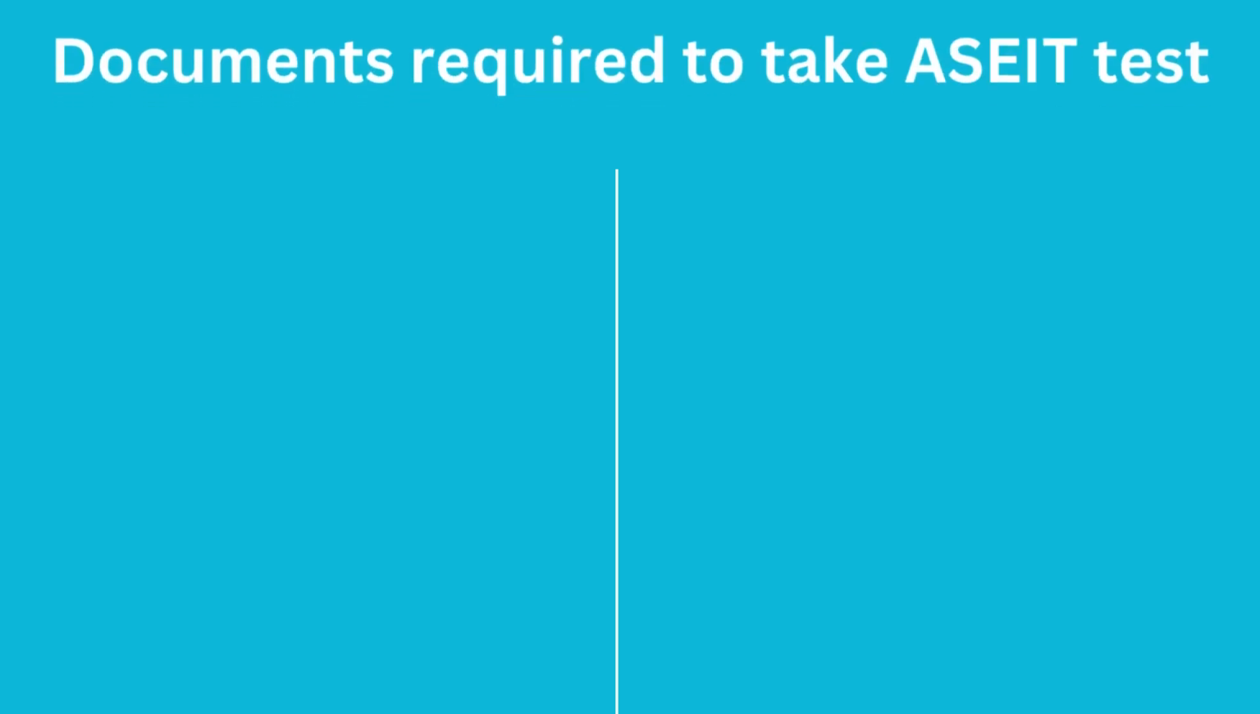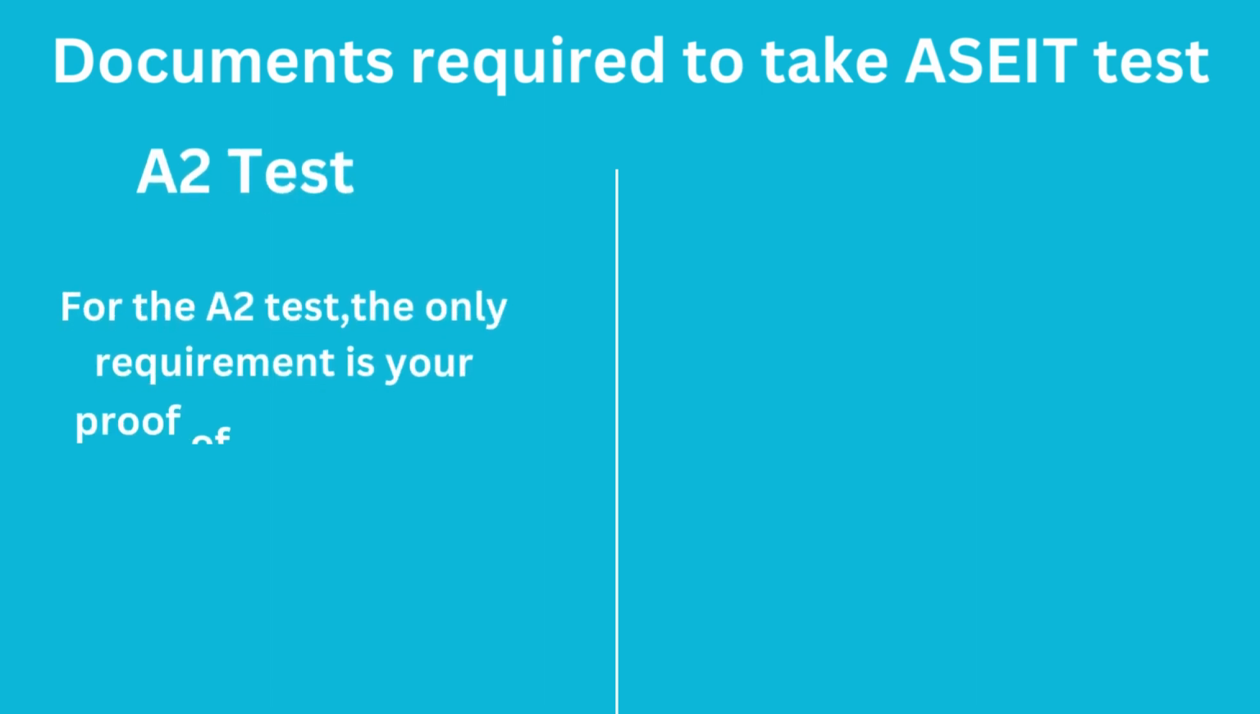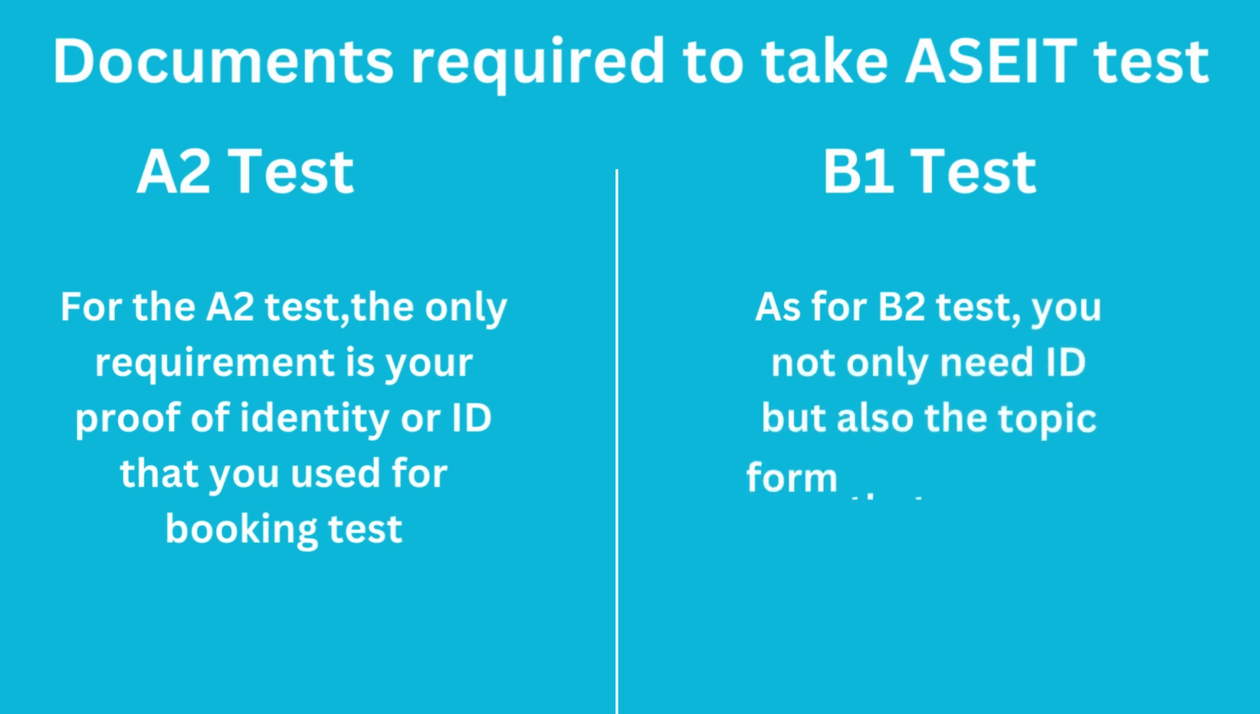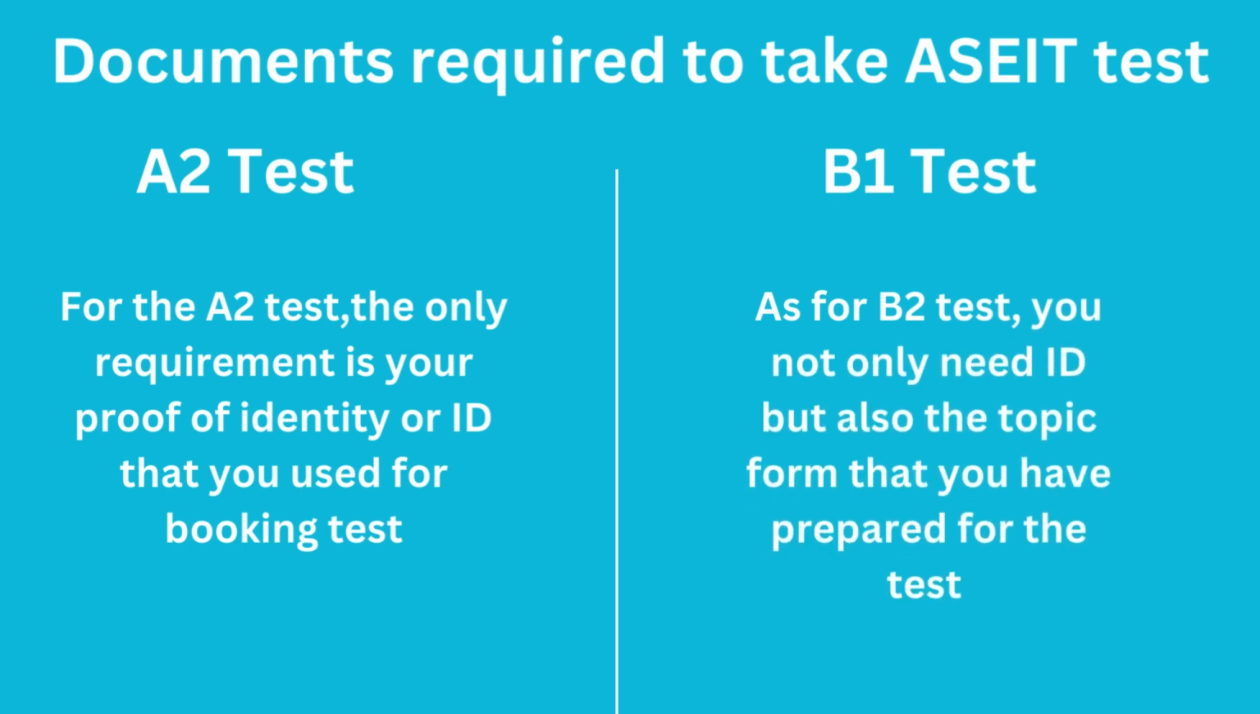Now let's discuss the documents required to take a SELT test. For the A2 test, the only requirement is your proof of identity, or ID, and you have to make sure that you take the same ID with you that you used for the test booking. As for the B1 test, you will not only need your ID, but you will also need your topic form that you prepared for the exam.